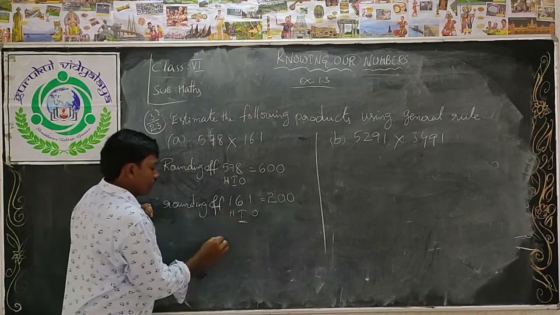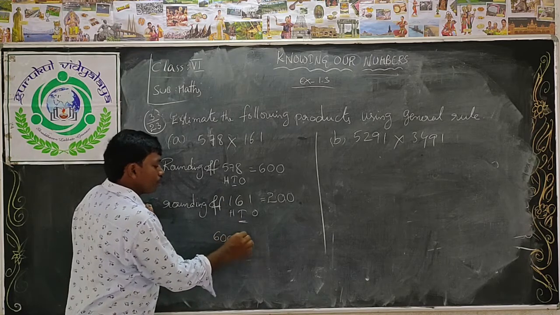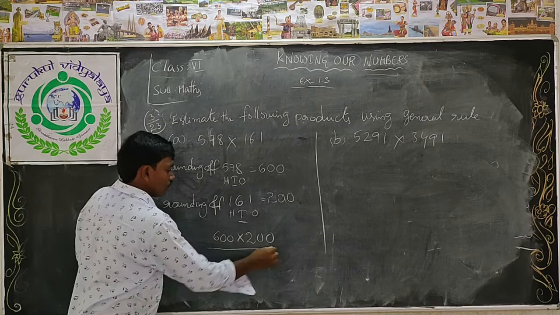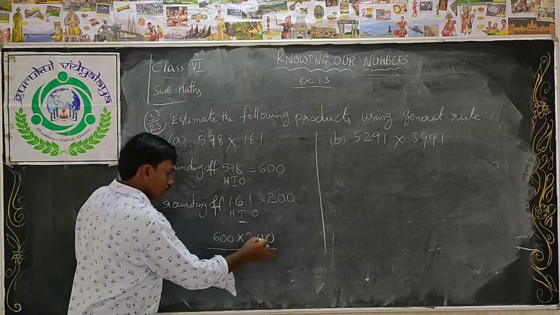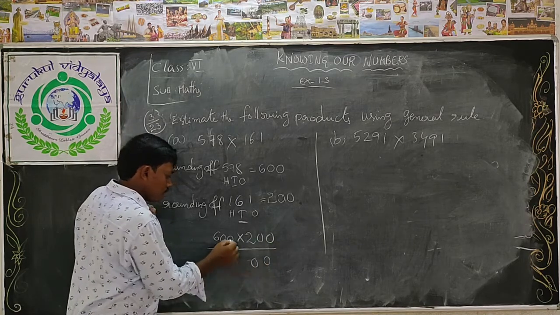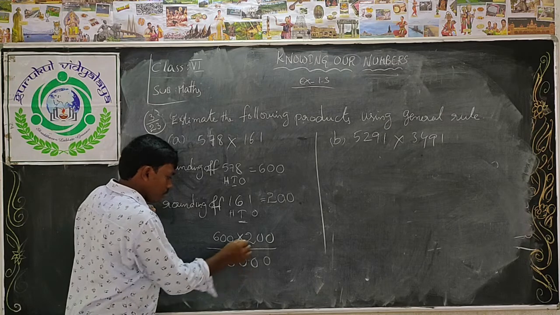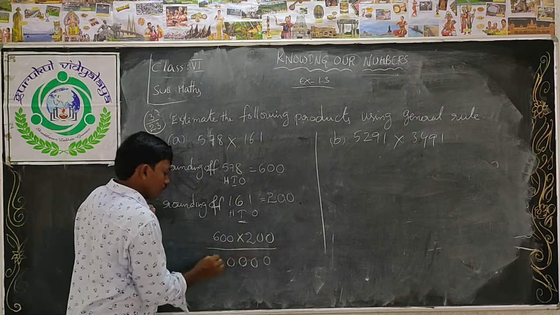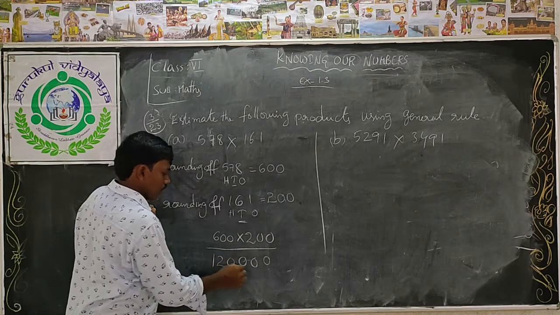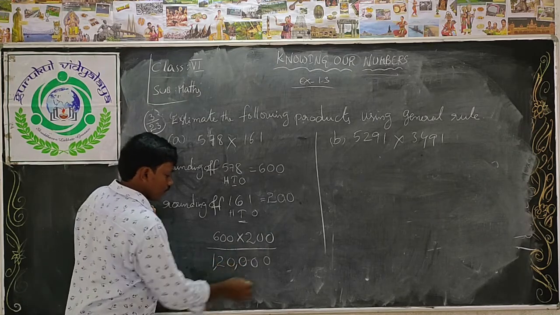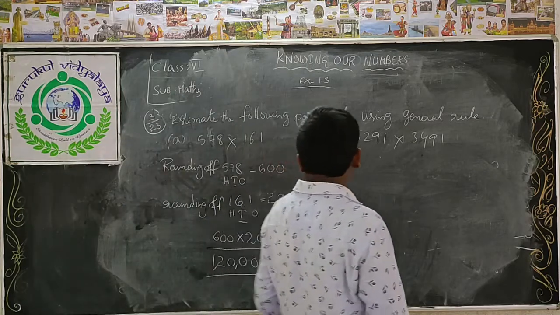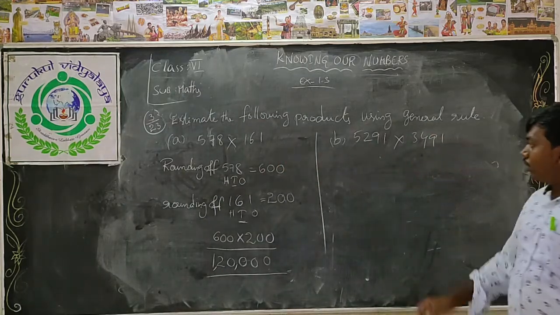Now find the product. 600 into 200. Children, very easy. 0 zeros are there, 0 0. Again 0 0 is there. Ones place value, hundreds place value, only those numbers. 2 sixes are 12. 1,20,000. This is the required estimated product. Like that, see, children.